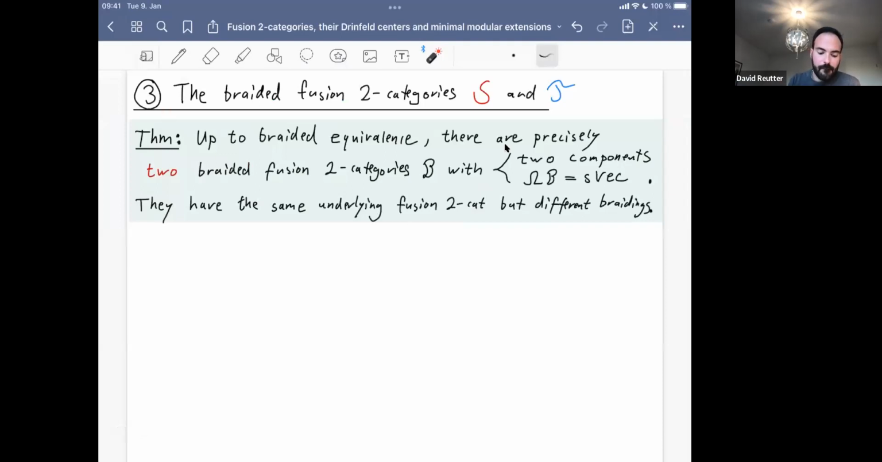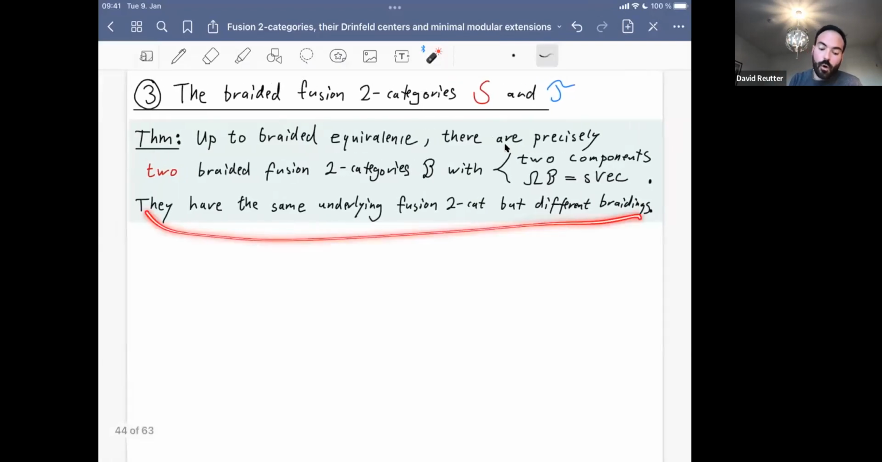Now here's a statement. Up to braided equivalence, and I won't prove this statement, but I'll just tell you the statement. Up to braided equivalence, it turns out that there are precisely two different braided fusion 2-categories with the following properties. They have just two components and their loops are S-vec. These lines in there are just super vector spaces. And it turns out that these two braided fusion 2-categories have the same underlying fusion 2-category, but they have different braidings. In fact, the braidings differ only in really, really high level data. So that's a bit annoying because it's really hard to tell them apart, but you can tell them apart.